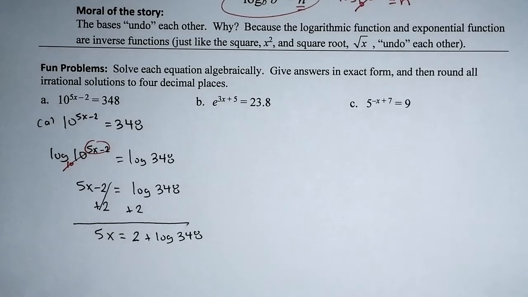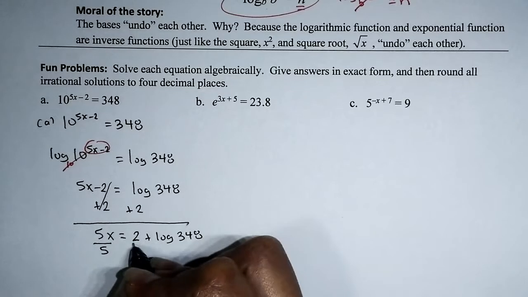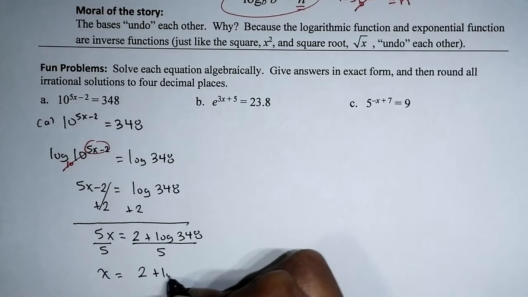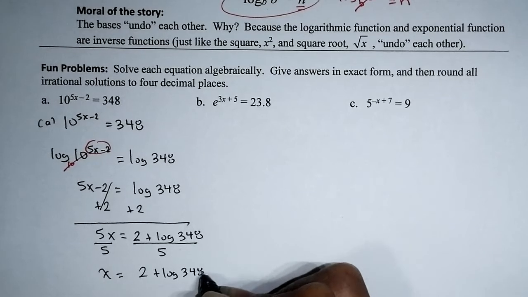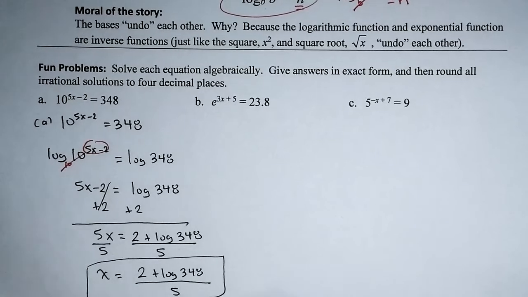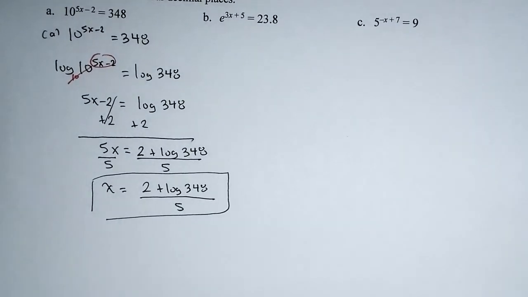To isolate the variable, we'll take our time to get rid of the times 5. We'll divide both sides by 5, and that will give us 2 plus log 348 over 5. As always, we are looking for the exact answer, and then we want to have a sense of what this gives us. So let me go ahead and take out my calculator.